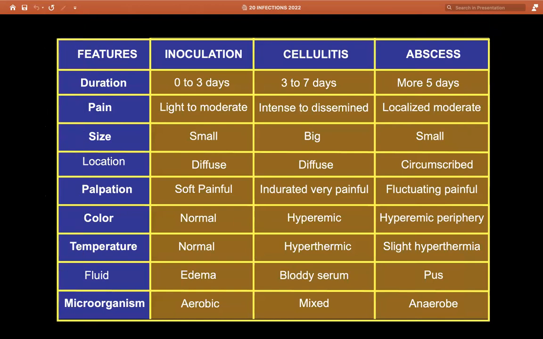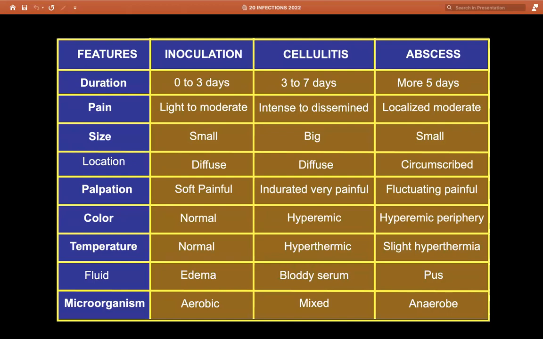Now, this is one of the tables that has cost me a lot of time translating. And this is something you need to understand, but it will help you if you memorize some of the things as well. Okay, so we have the 3 steps. We have inoculation, we have cellulitis, and we have the abscess.